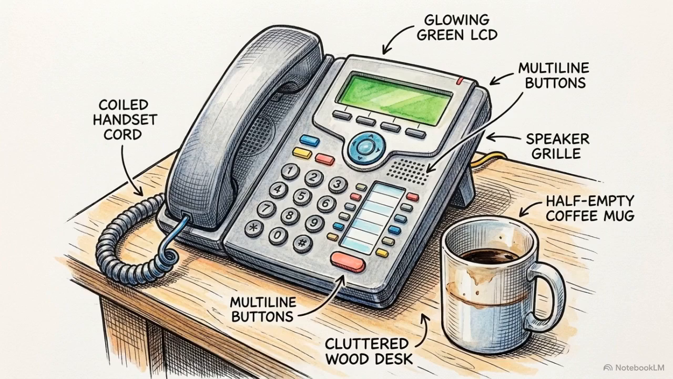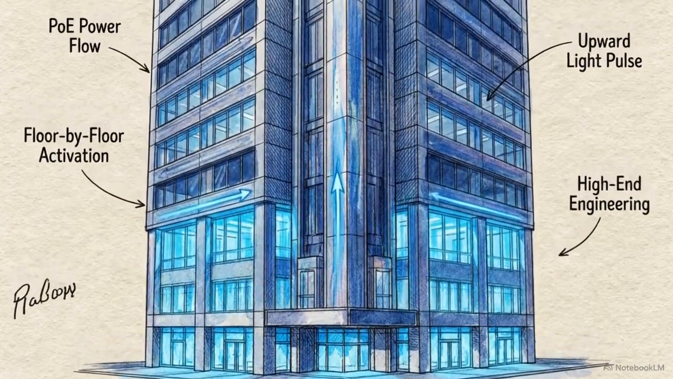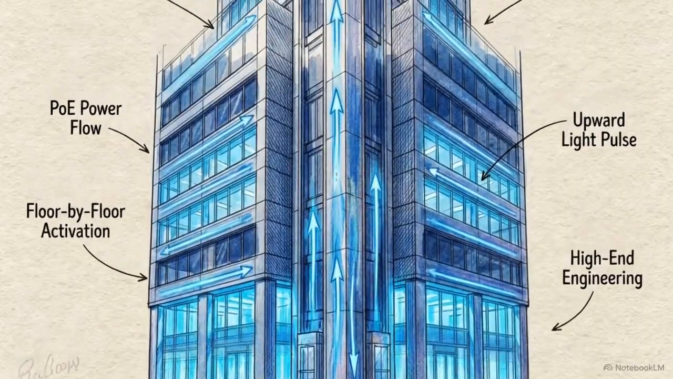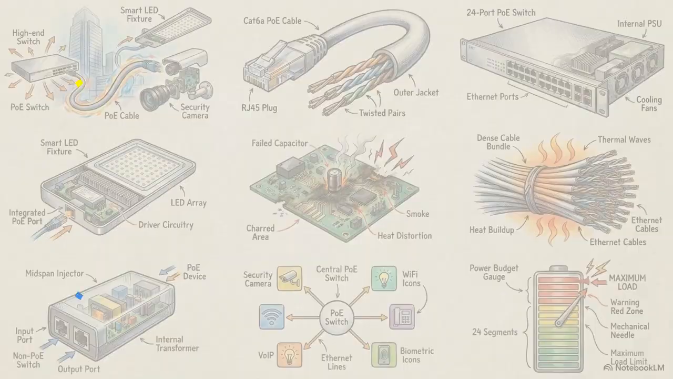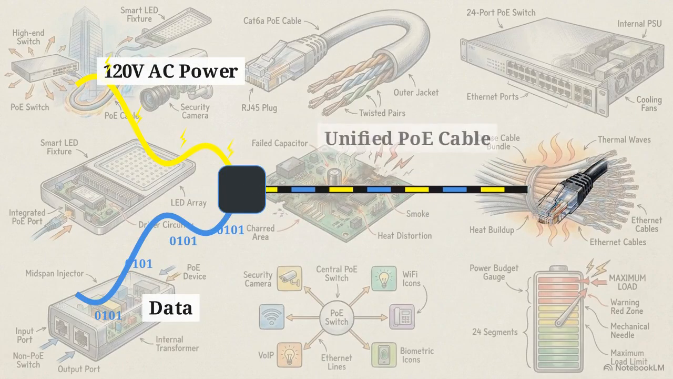Power over Ethernet used to be a convenient way to keep a desk phone running. Today, it has become a multi-billion-dollar infrastructure platform that powers massive smart buildings and industrial IoT networks. We are replacing separate 120-volt AC power lines and traditional data lines with a single, unified cable that delivers both power and network connectivity simultaneously.